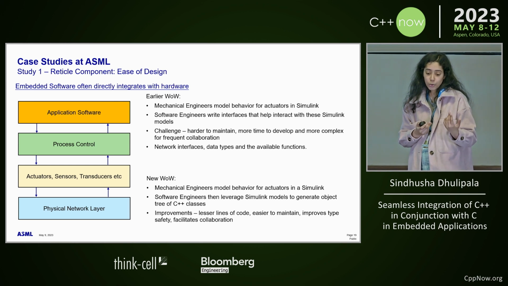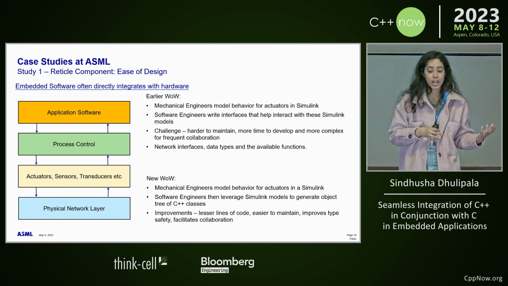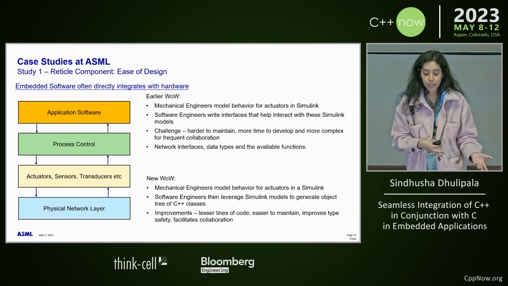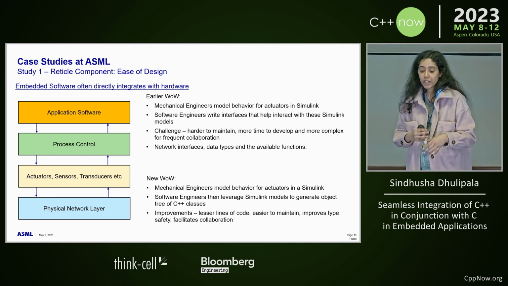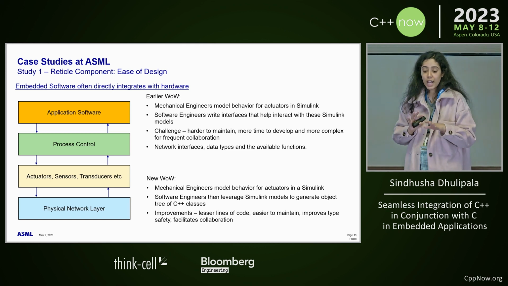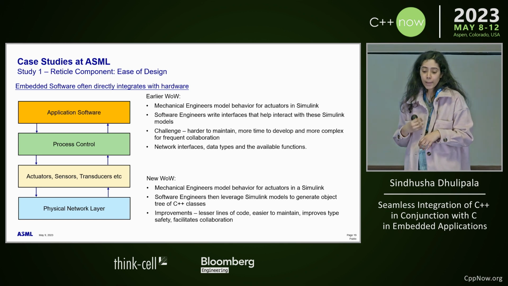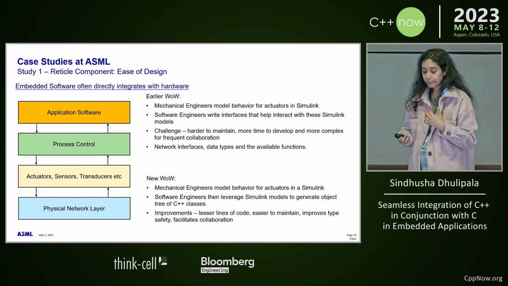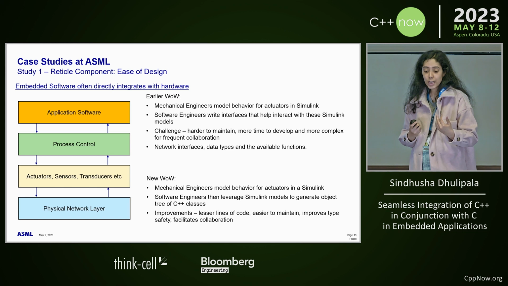Next, our new way of working is that mechanical engineers do their thing. They develop it in Simulink, and we just use the Simulink models to generate our C++ classes. Although it can also generate C code, C++ generated code has been a lot more useful because we're still using the same terminology that the mechanical engineers are using, since the C++ code matches the functional blocks they are using, and it's a lot easier to develop from there on. So fewer lines of code, easier to maintain, improved type safety, and it facilitates collaboration.